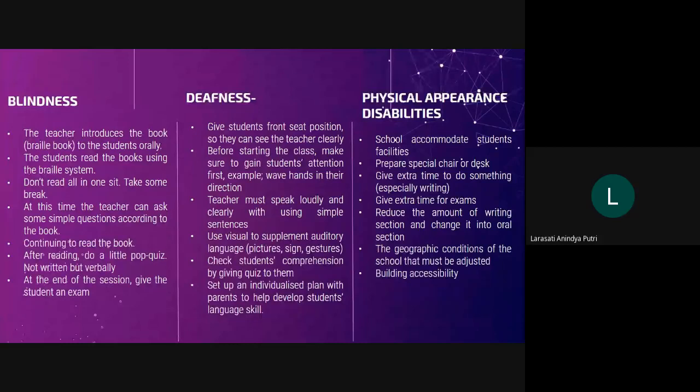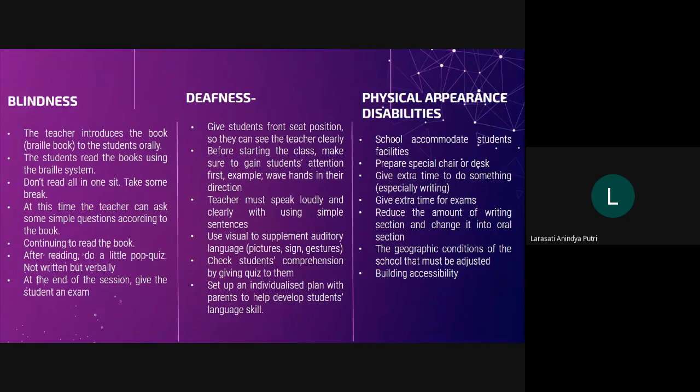For deafness, first, give the student a front seat position. With the deaf student in a front seat, it will help them focus on what the teacher teaches. Other than that, we have to make sure that the lighting in the classroom is on, so it will help students to see the teacher clearly. Number two, before starting the class, make sure to gain student attention, for example, wave a hand in their direction.